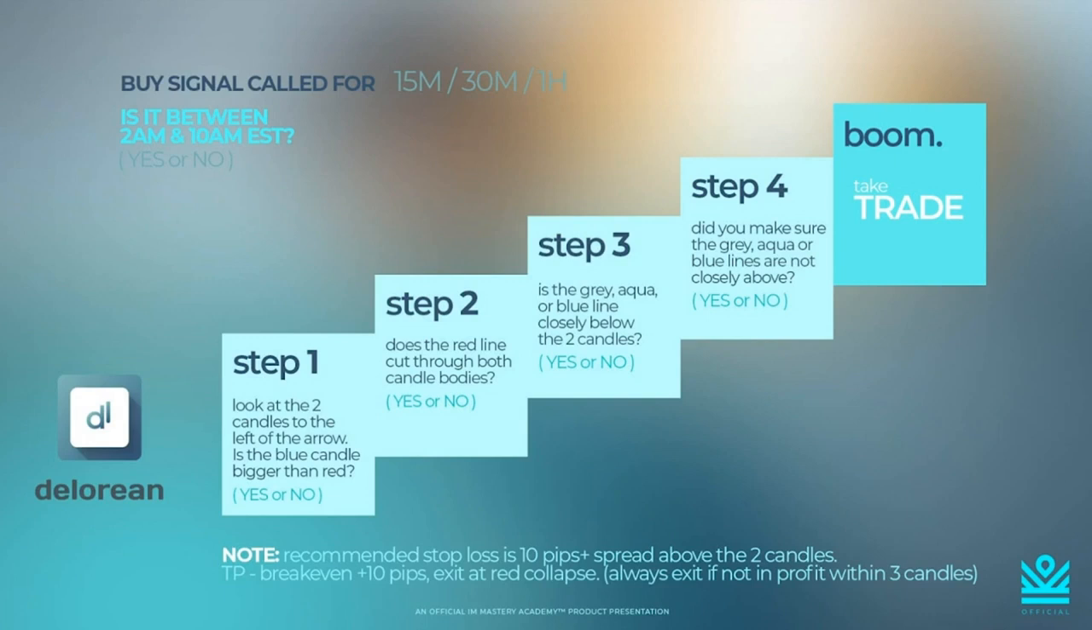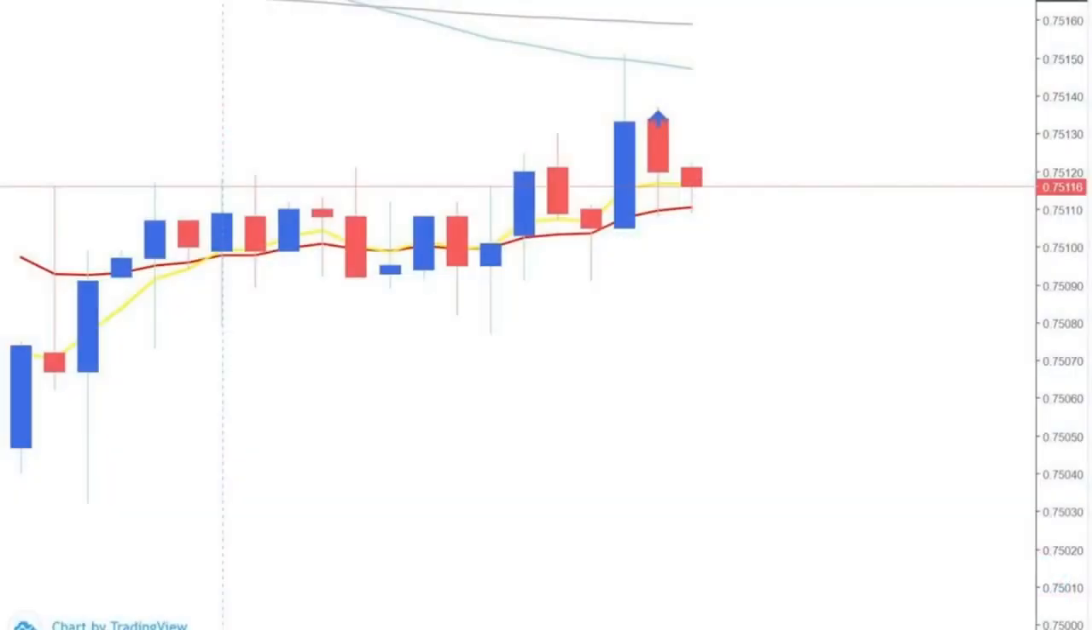So let's go back again now to step 4. Did you make sure the gray, aqua, or blue line are not closely above? We go back to the signal. Did I make sure the gray, aqua, or blue line are not closely above? Well, notice here, the blue candle is actually hitting the aqua already. It has already touched what we would be potentially targeting. So again, there's 3 reasons to not enter the trade. The red does not cut through. Step 3, the aqua, the blue, or the gray are not below or cutting through. And step 4, we don't have any space up top. 3 reasons to not enter this trade.